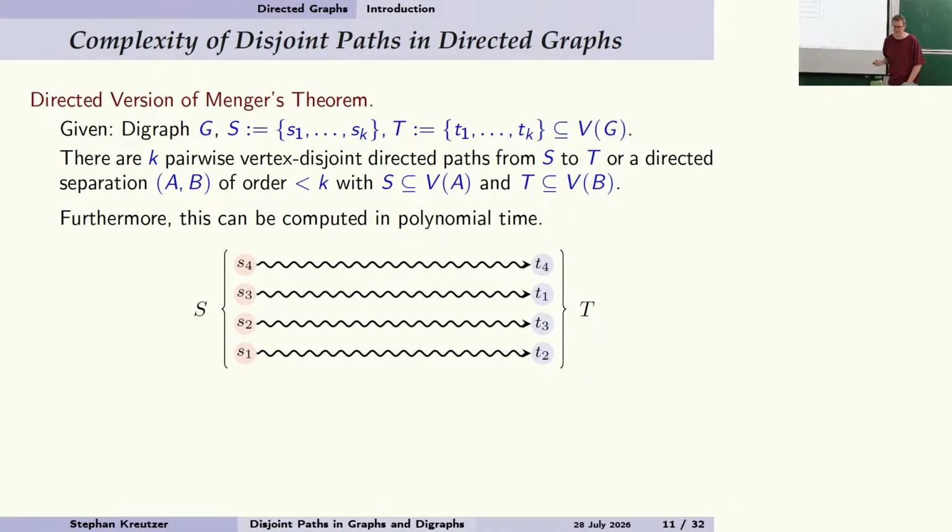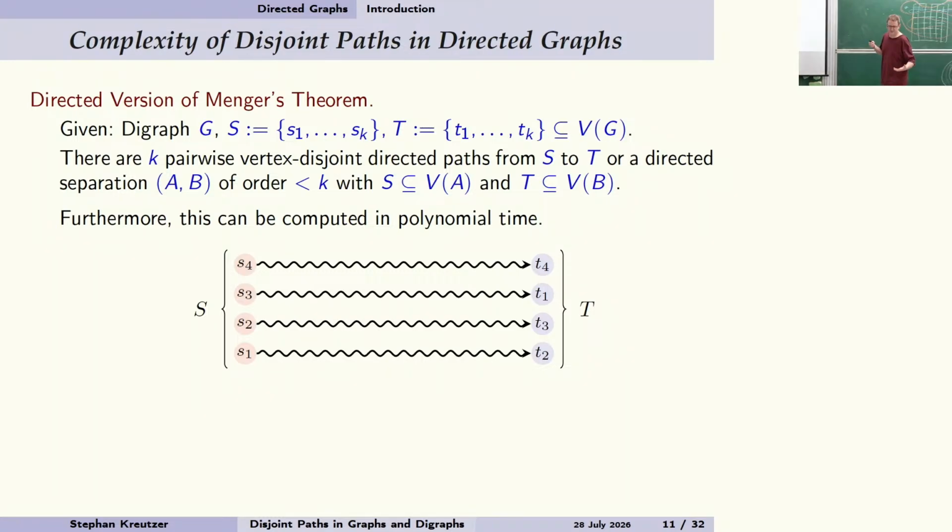So what can you say about this? Well, Menger still works. There's a directed version of Menger's theorem, which says we again have the same setup: we have sources and targets, but now we want to use directed paths that start in the source vertices and end in the targets. We can still use polynomial time algorithms and network flow techniques to check whether we have 4 paths, in this case, from left to right, if you ignore the order in which they arrive at the sink. And if you don't have these 4 paths, then we have a small separator separating left from right.